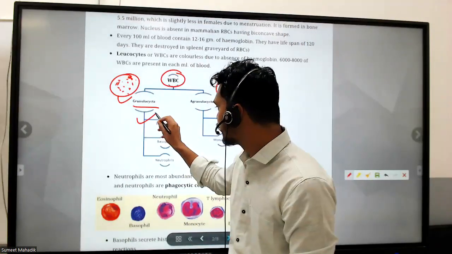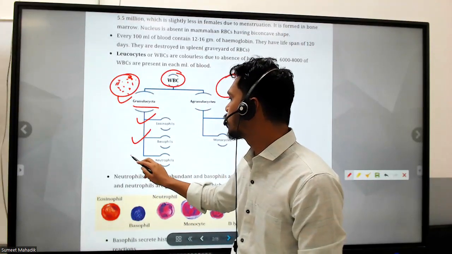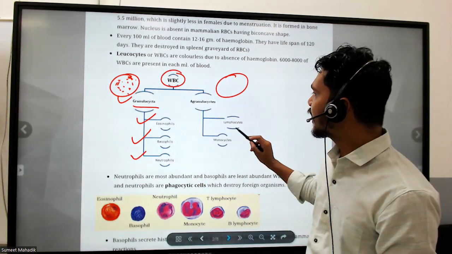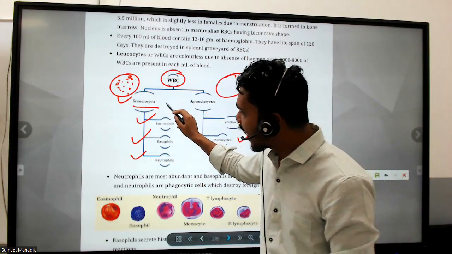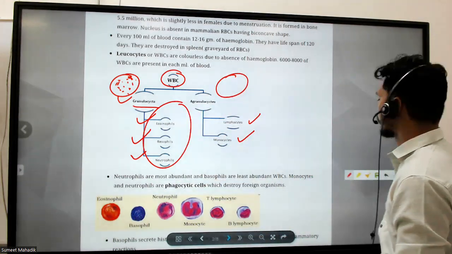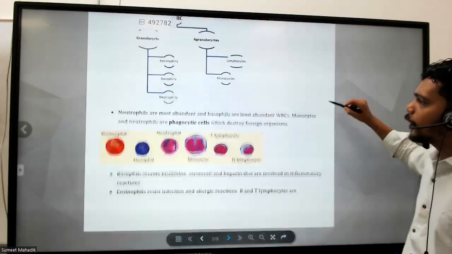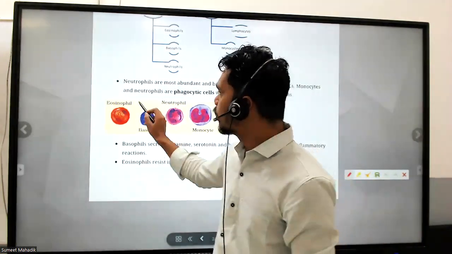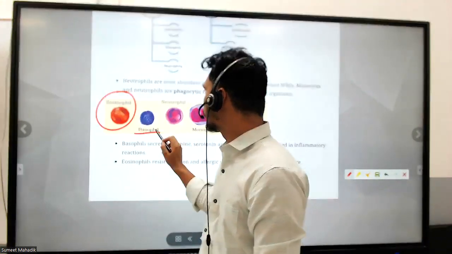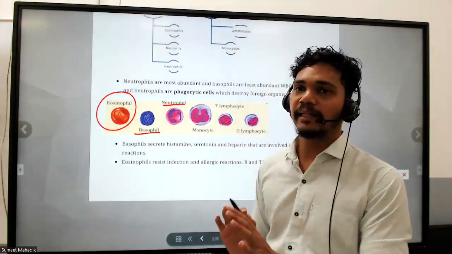Granulocytes are eosinophils, basophils, and neutrophils. Agranulocytes are lymphocytes and monocytes. So what they are, let's study about it. Okay. So when you talk about the neutrophil, can you see the diagram? This eosinophil, basophil, neutrophil. I will tell you why they are there.